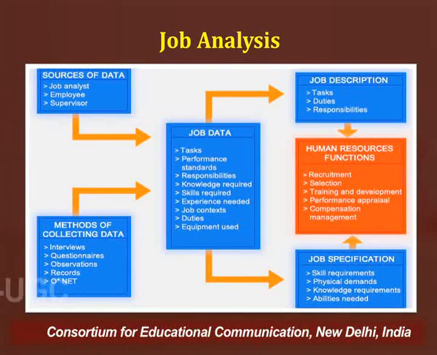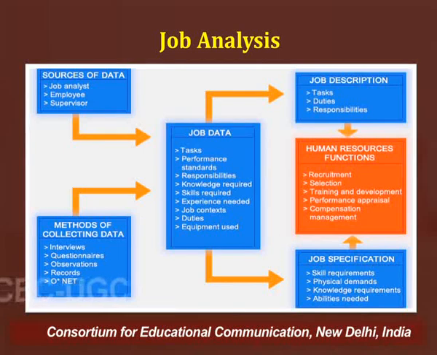Then all this data becomes the job data. And what does the job data include? It will include the tasks, the performance standards, responsibilities, the knowledge and skills required, the experience required, the job context, the duties, and the equipment, tools, and software required to perform a particular job. So this entire job data further leads to job description and job specification.